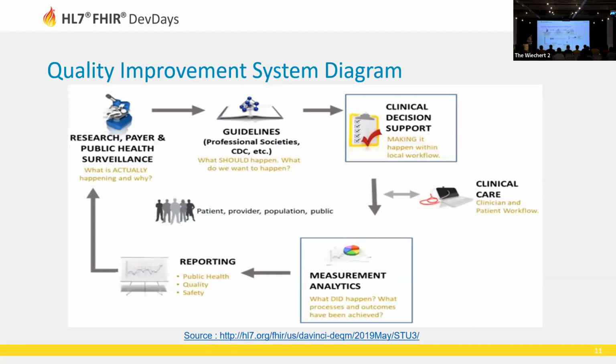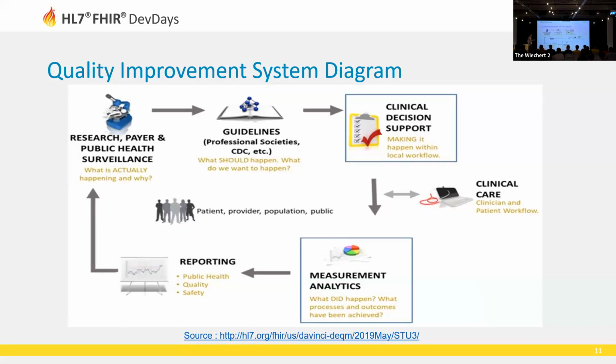So here is a diagram about a quality improvement system. Basically, you do things, then you capitalize on it with data, then you analyze this data to have conclusions that you can then use to make life easier. So that's it.